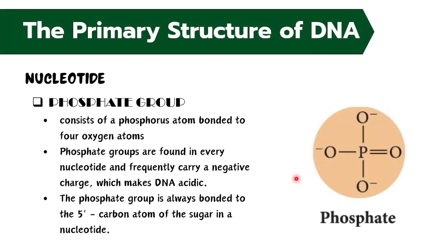Covalent bond siya. And then, another component of the nucleotide class are the phosphate group. The phosphate, kabalo na tanagyo na siya phosphorus, and oxygen. So, ang phosphate group na makita sa nucleotide, they consist of a phosphorus atom bonded to 4 oxygen atoms. Okay, we have 1, 2, 3, 4 oxygen atoms. And the phosphate groups, they are found in every nucleotide and frequently they carry a negative charge which makes the DNA acidic.